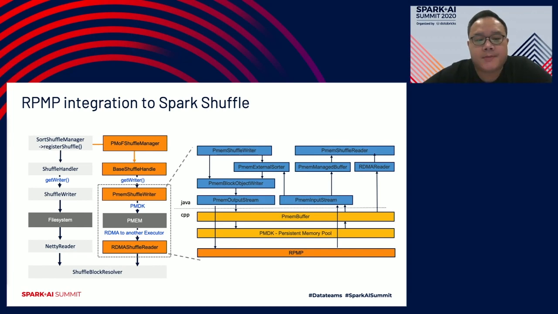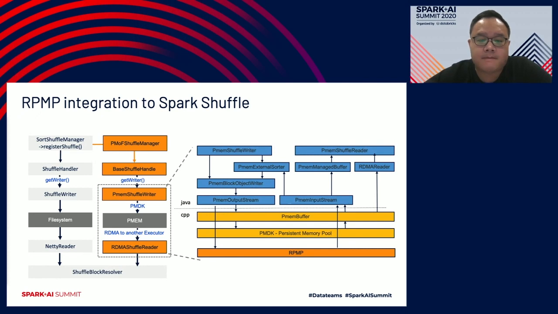This is a brief high-level summary of how the shuffle manager looks like. We implement a pmemory shuffle writer and a pmemory shuffle reader. It's pretty much like a hook into the sort shuffle manager plugin. Beneath that, we support the block object writer and the external sort writer, which handle the shuffle writer and the external sort directly on the write path.